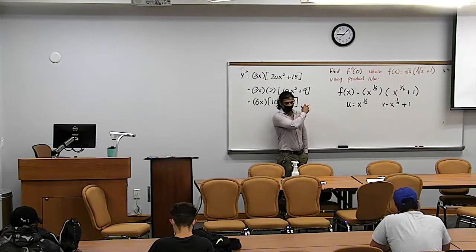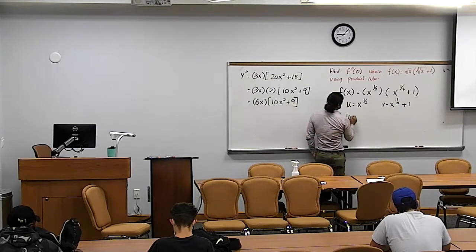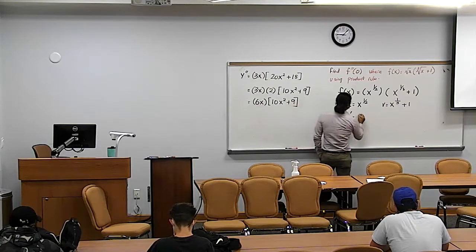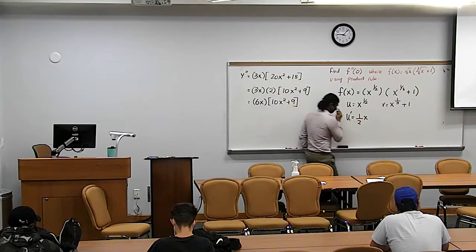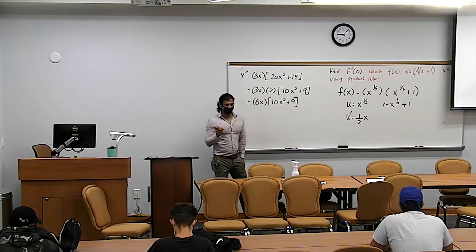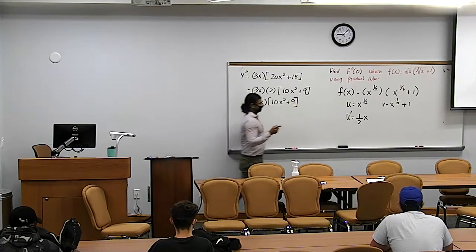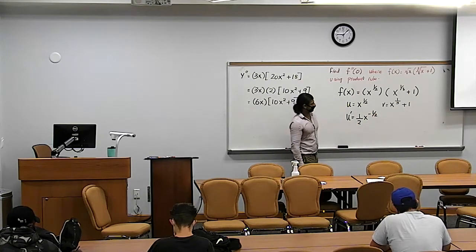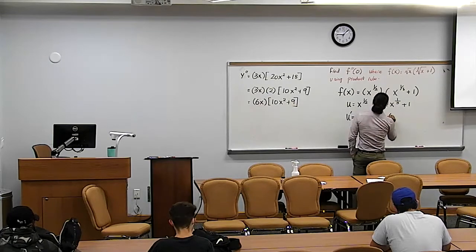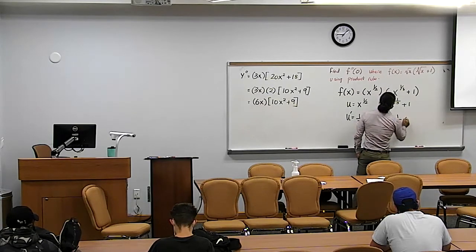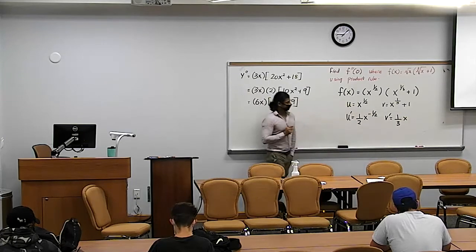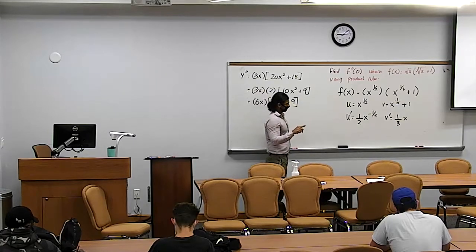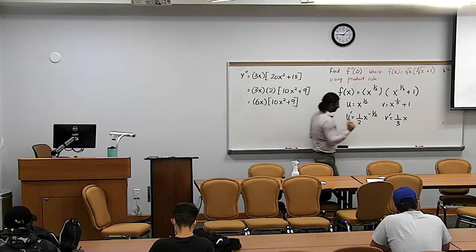Yes, u, v. U prime, 1/2 comes to the front. What is 1/2 minus 1? Negative 1/2. One third comes to the front. What is 1/3 minus 1? Negative 2/3.